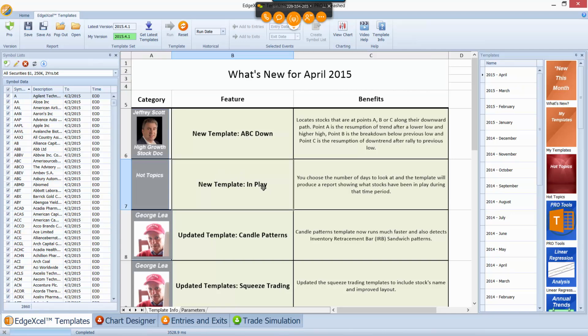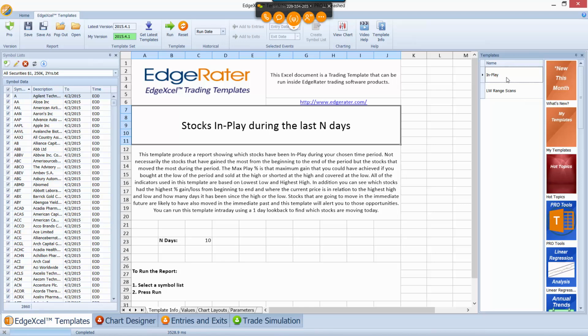Now this is one of my favorite templates, and I run this very frequently. In play is basically how you can look at the entire stock market and find what has been moving over a certain period of time that you choose. Could be 1 day, could be an intraday time frame, could be a week, a month or a year, whatever you choose. And I'll run that now and talk about what it's showing you.